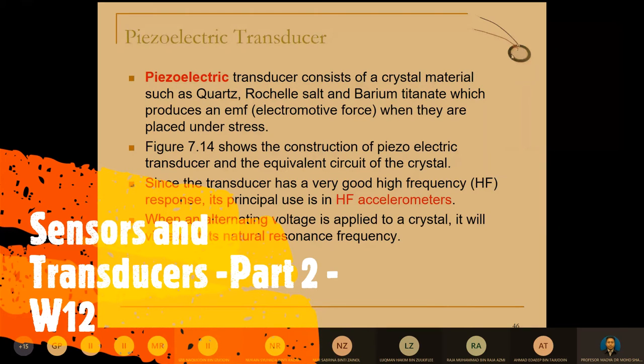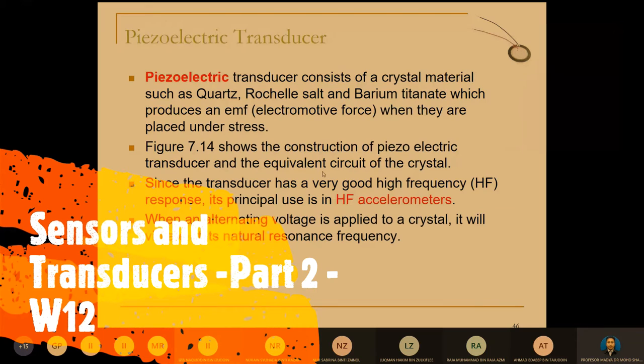For example, this can also be used to communicate between two robots underwater. Because underwater we cannot use Wi-Fi, we cannot use high frequency, so we have to use low frequency to communicate between the robots. That's why we use the piezoelectric as an example.